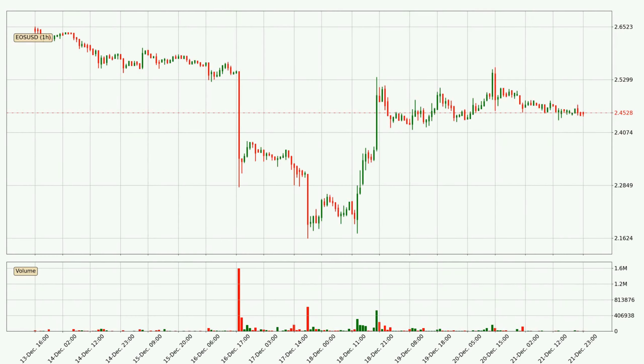Looking at the EOS hourly time frame, the price moved only slightly to the downside, around 1.7% in the last 24 hours, with a current price of 2.45.